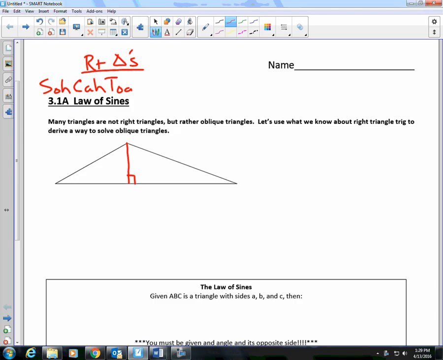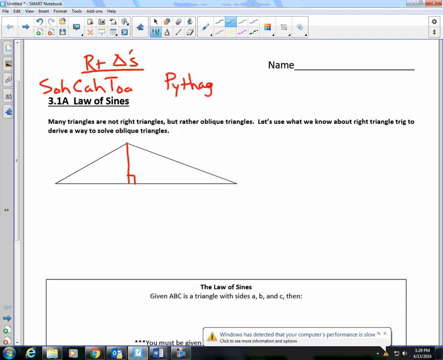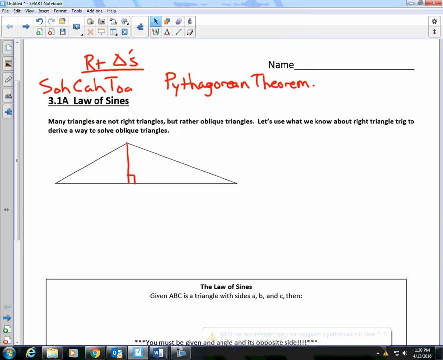This one we don't get a 90-degree angle, and it sounds like it'd be really bad. But it's not that bad. It's not that bad at all. This is something that we can do. So the other thing you can do with right triangles is the Pythagorean theorem. But here we won't have the Pythagorean theorem because we don't have right triangles.